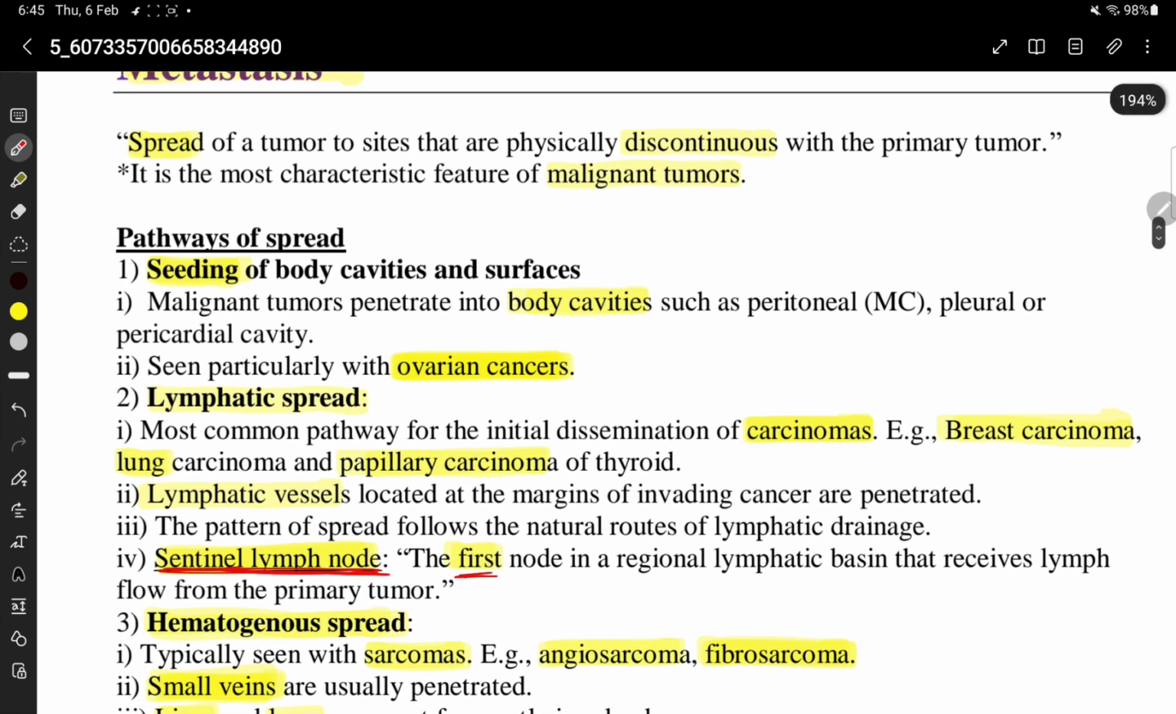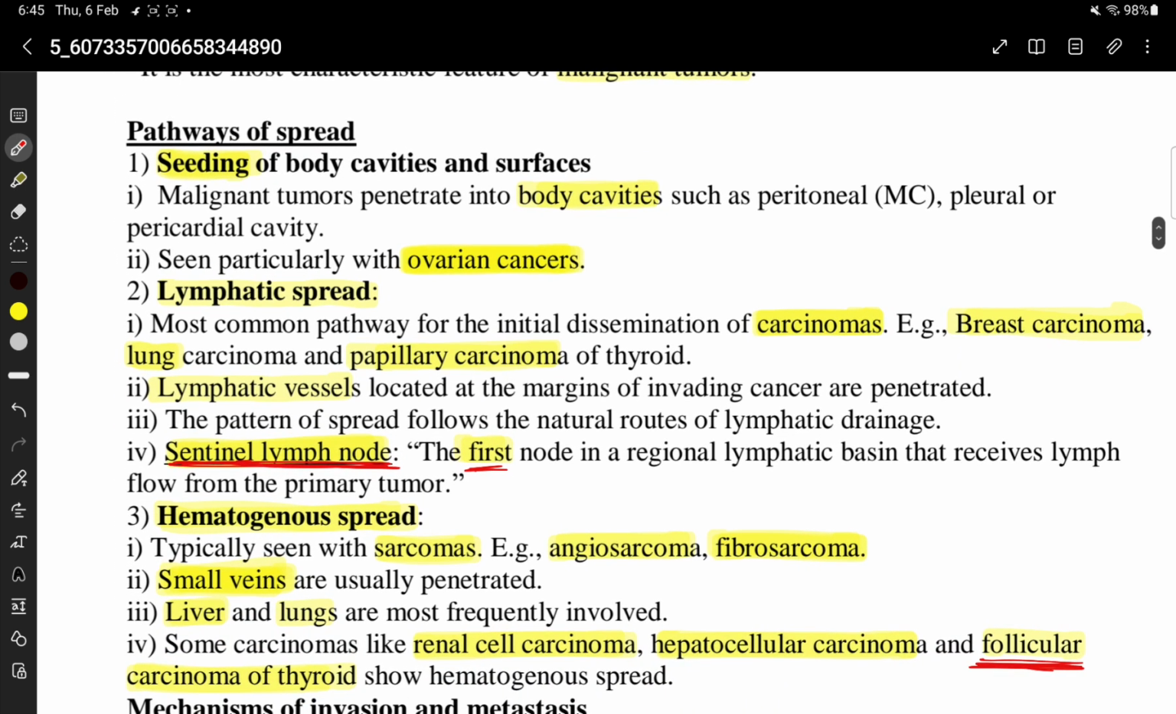So metastasis is the spread of a tumor to sites that are physically discontinuous with the primary tumor. It is the most characteristic feature of malignant tumors. Pathway of spread: seeding of body cavities and surfaces, seen particularly with ovarian cancers.